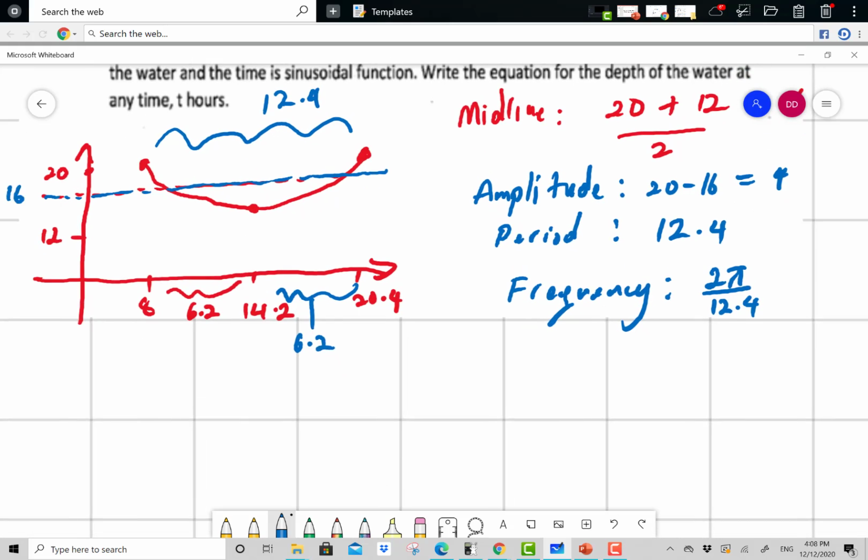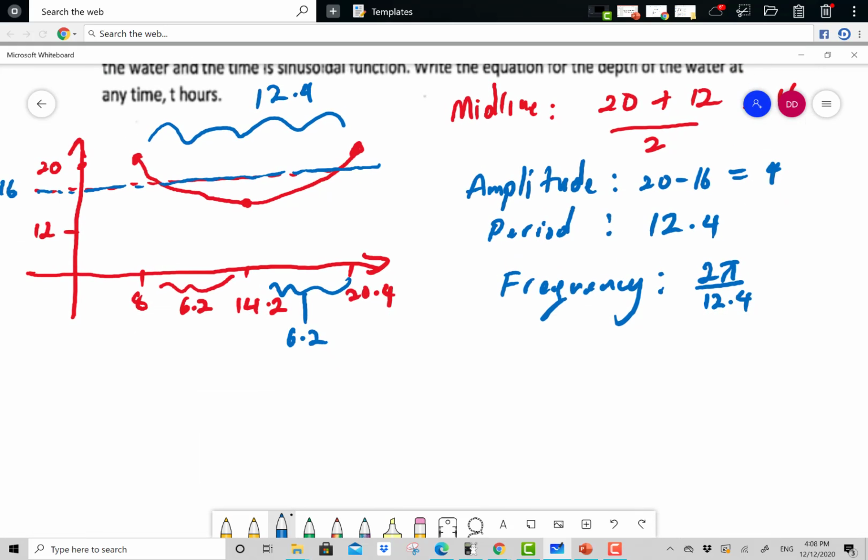Now, most people would be a little bit confused. Why is it 2π divided by 12.4? Remember, the formula for the period is 2π divided by b, where b is the frequency. That would be equal to 12.4. If I switch the position of b and 12.4, I get the frequency to be 2π divided by 12.4. Now we are in a position to write the equation for this trig graph.